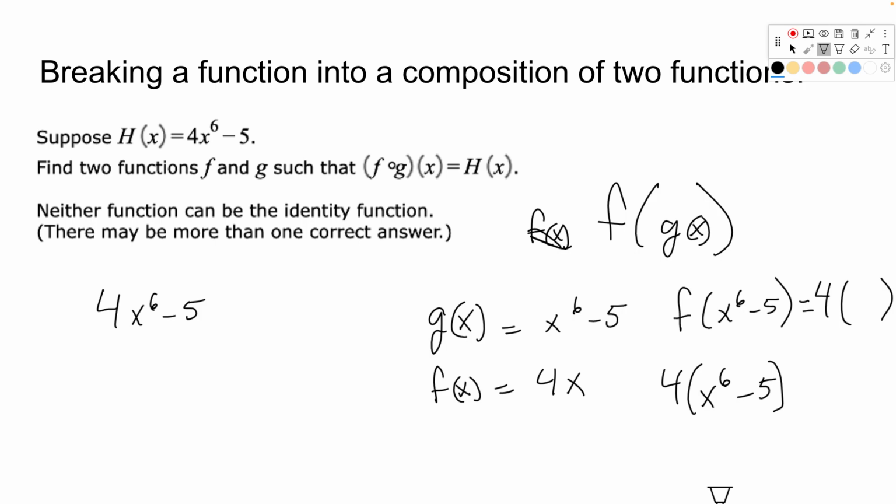But see, this is cool. This worked. But then as we do this, what are we going to get? We distribute the 4. We get 4x to the 6, which is good. But then we get 20. Oh, I don't want 20. Oh, what if I do this? Okay, so this was a good try, but this needs to be divided by 4. Now I've got two functions that will do this. Do you see how that works?